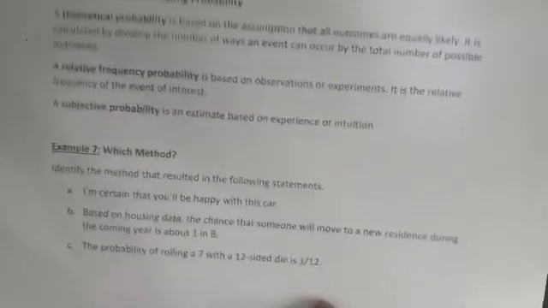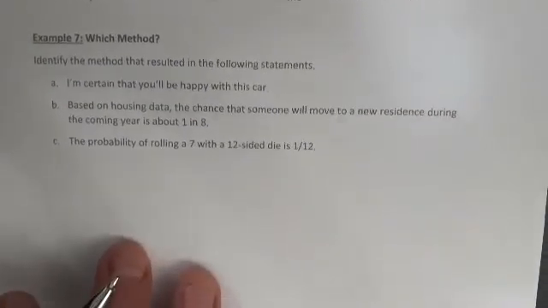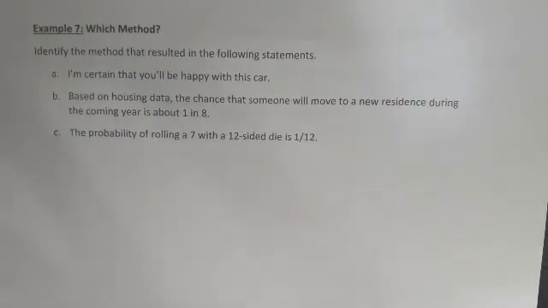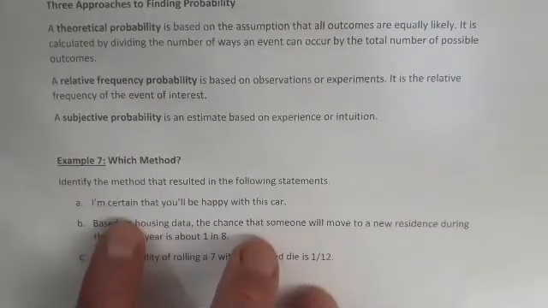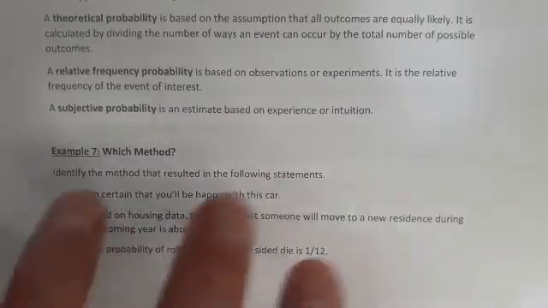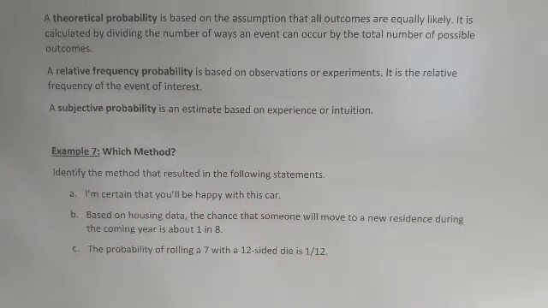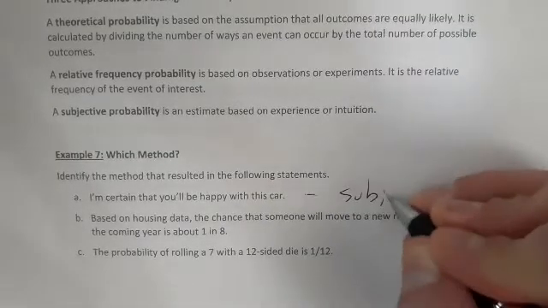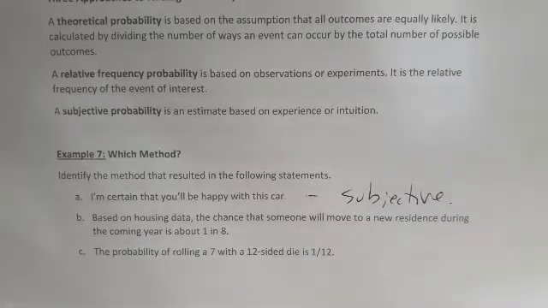Okay. So I think just getting an example of subjective probability, you can see what it'd be like. Identify the method that resulted in the following statements. I'm certain you'll be happy with this car. If you read the sentence, this has absolutely no numbers in it. So is that theoretical probability or relative frequency? No, that is neither one of those. So this one is what we're calling subjective. Some kind of opinionated statement based off of what you sort of know. It's not even really involving any math, right? So that's a subjective statement. I'm sure you'll get married next year, something like that. I'm sure you'll be happy with this car, something along those lines.